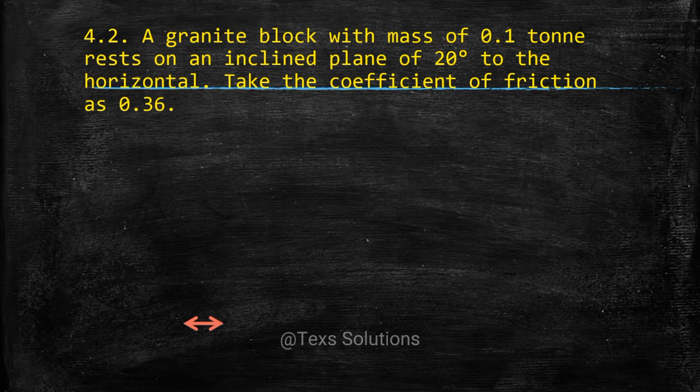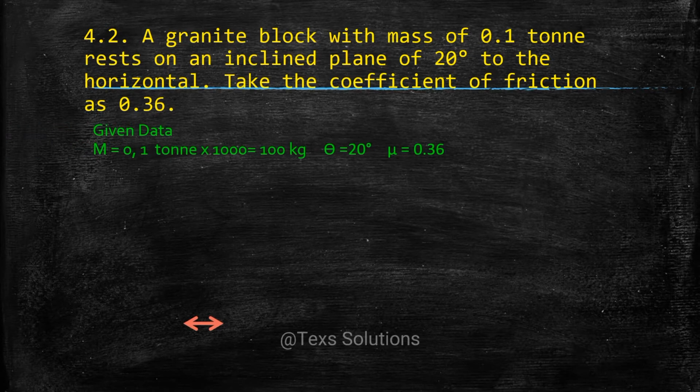Question 4.2. A granite block with a mass of 0.1 tons rests on an inclined plane of 20 degrees toward the horizontal. So the key word here is inclined plane. When it comes to friction, there are 2 types of planes that we have. We can either have an inclined plane or a horizontal plane. When we have an inclined plane, it is always followed by an angle to the horizontal. This is a plane that simply has a slope. In other words, the object is moving uphill or downhill. Next thing it says, take the coefficient of friction as 0.36.